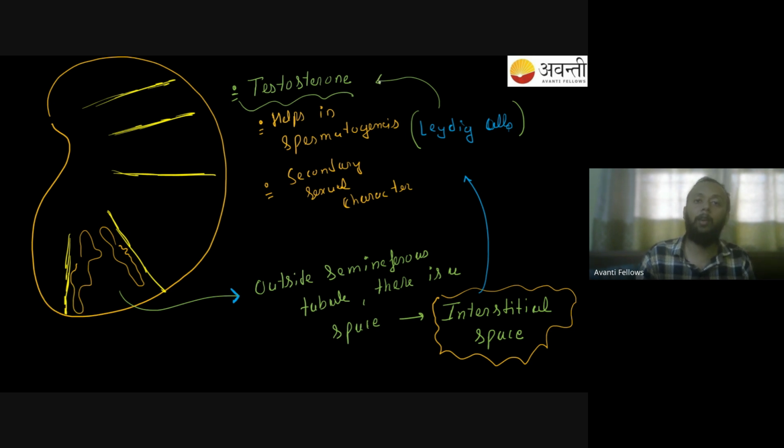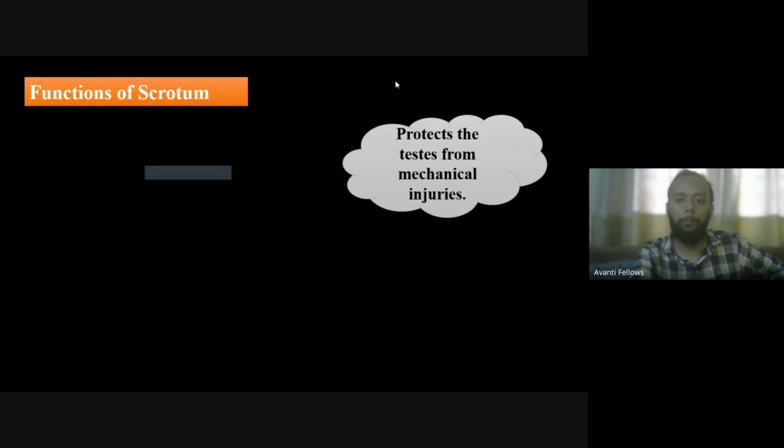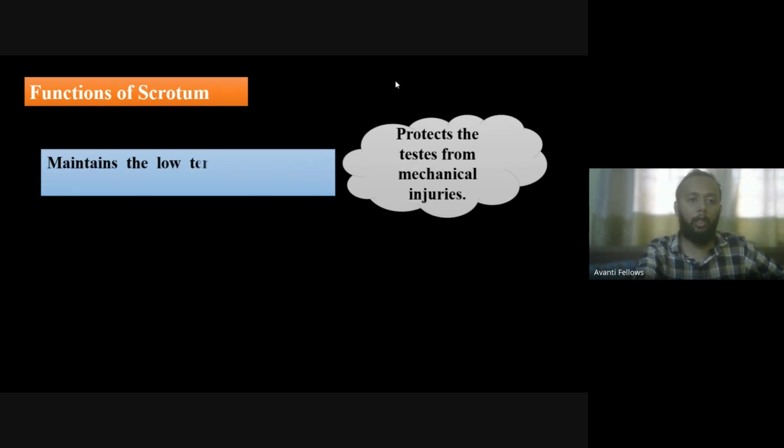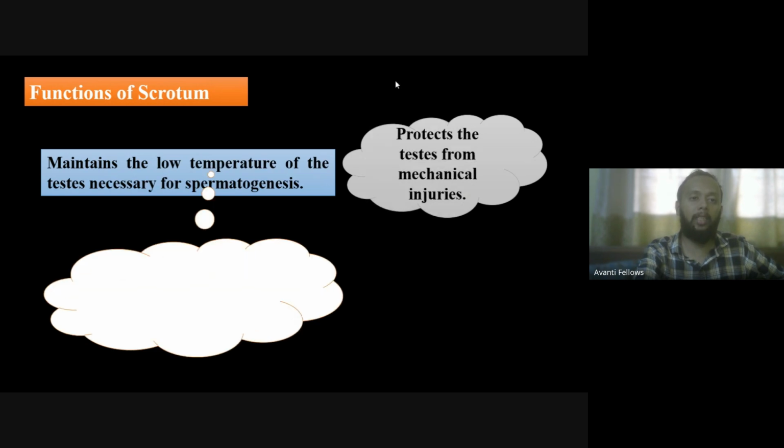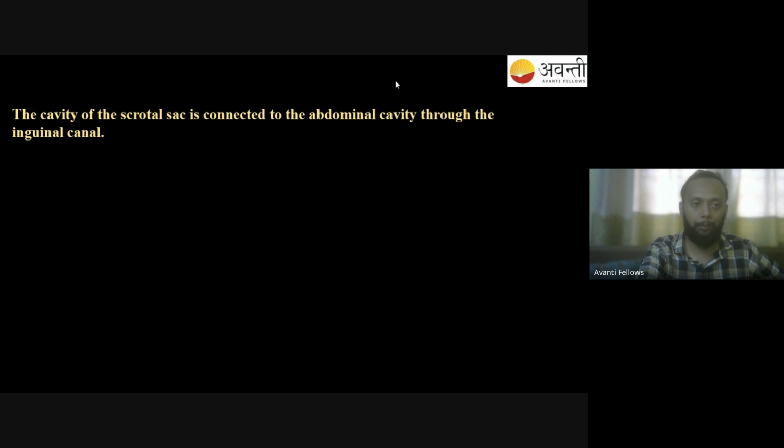Please remember from where it is coming. It is coming from my Leydig cells. So इतना आपको यहाँ पे clear होना चाहिए. ठीक है? So now let's see what has been given over here. So you have the function of a scrotum. Scrotum is something which maintains the low temperature of the testes necessary for spermatogenesis. Something we have already discussed. That is the temperature you need to have.